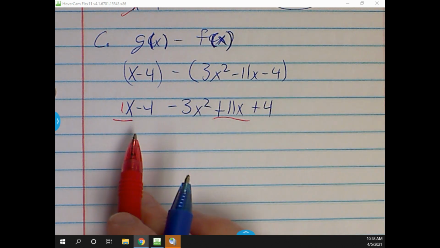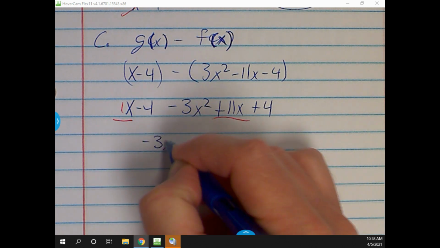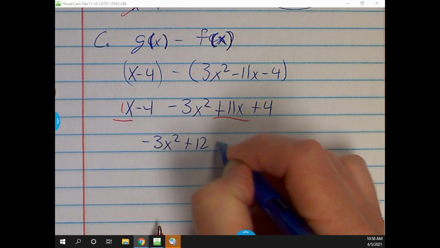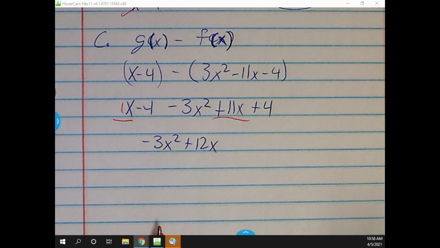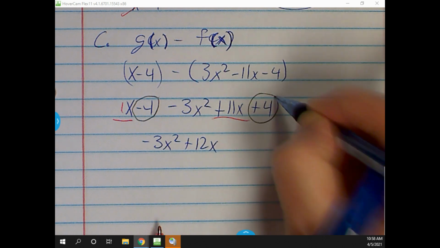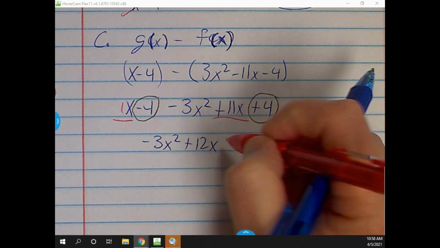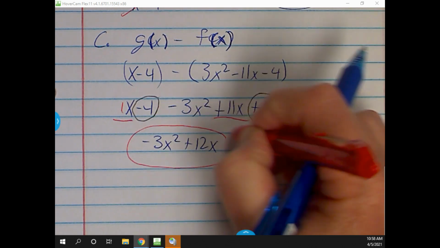So now we've got 1 plus 11 for 12. So you've got the negative 3x squared plus 12x. And then this one worked out kind of the same way, that we've got a negative 4 and a positive 4. So those just cancel each other out. So then that would be your final answer there.